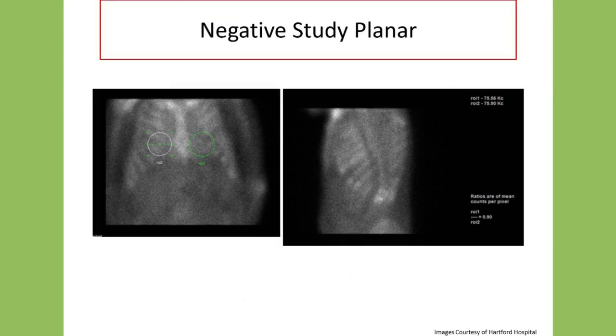This is an example of a negative planar-only study. This region of interest was calculated out. It's probably very hard to see, but it was 0.80. And when we look at the images, there is no visible myocardial uptake in comparison to the rib uptake.